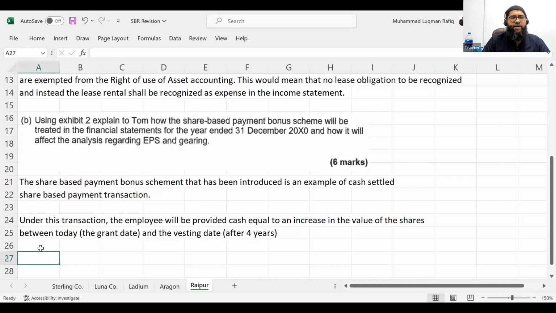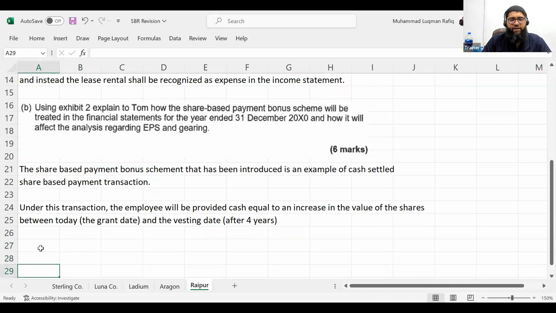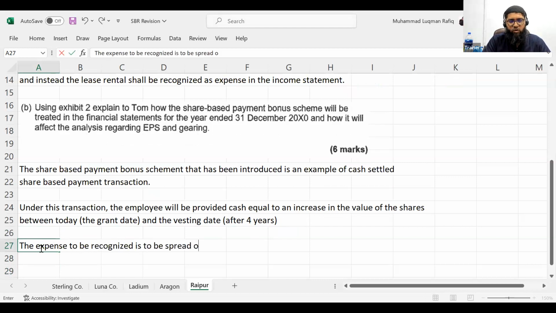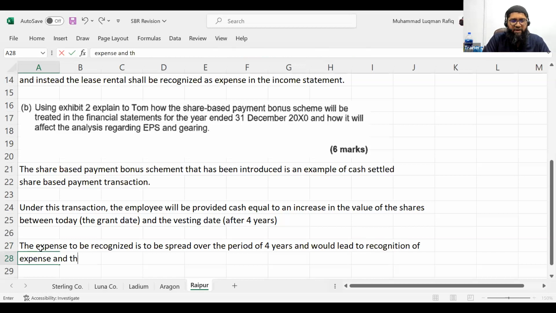Okay. The employee will be provided cash equal to an increase in the value of the shares between the grant date and the vesting date. Now, the expense to be recognized is to be spread over the period of 4 years. So whatever the expense is going to be, it has to be recognized over a period of 4 years and would lead to recognition of expense and the liability.